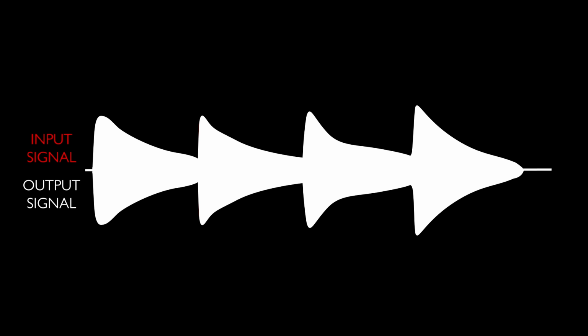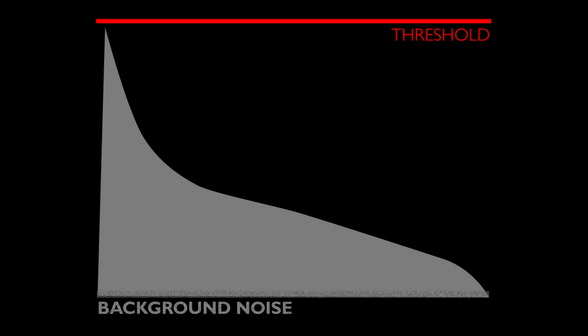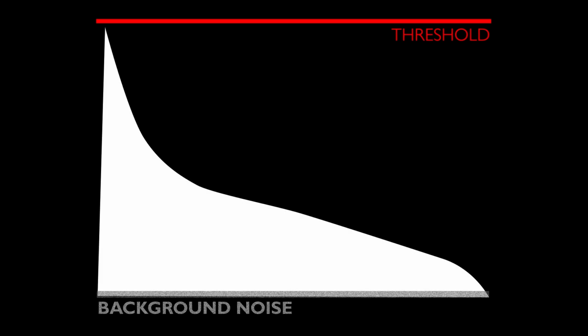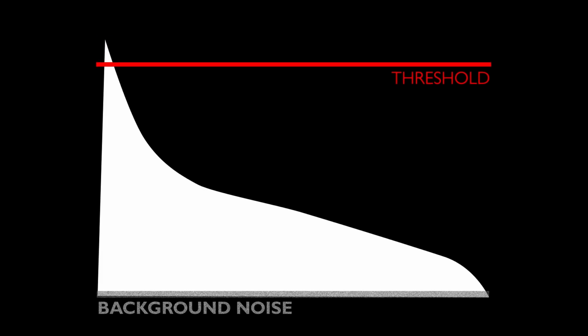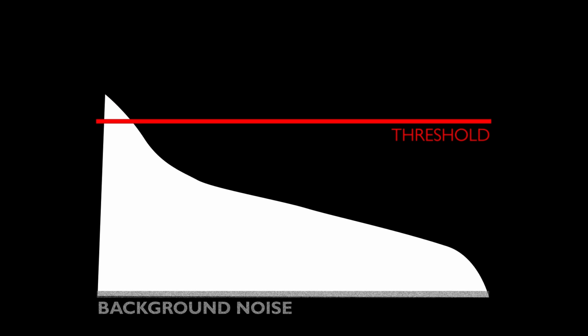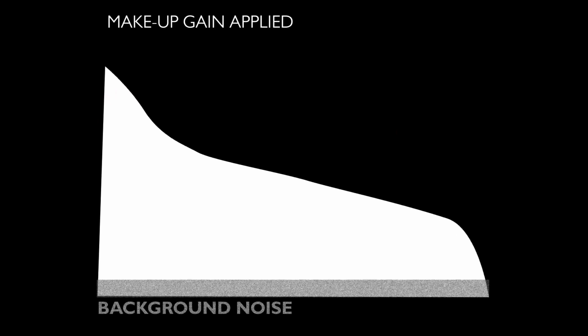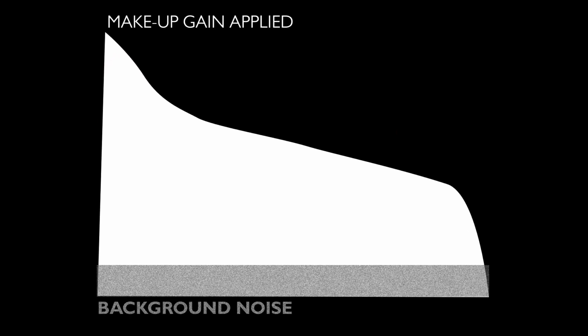One thing to consider when adding compression to a signal is noise. Because a compressor is taking all the low-level parts of your signal and amplifying them, without boosting the loud bits of the signal, this means that any background noise will also be boosted in volume.